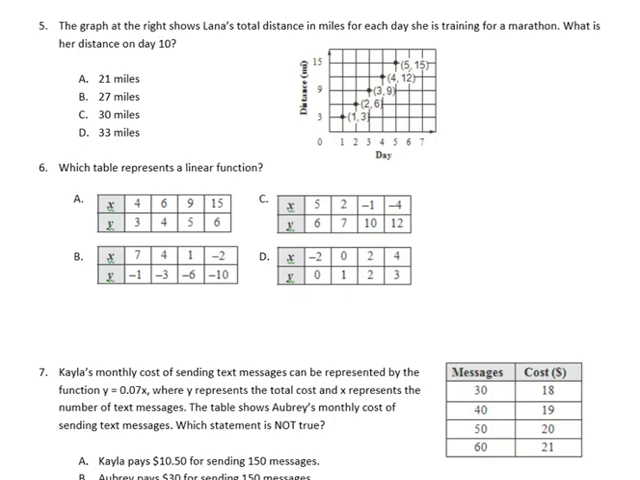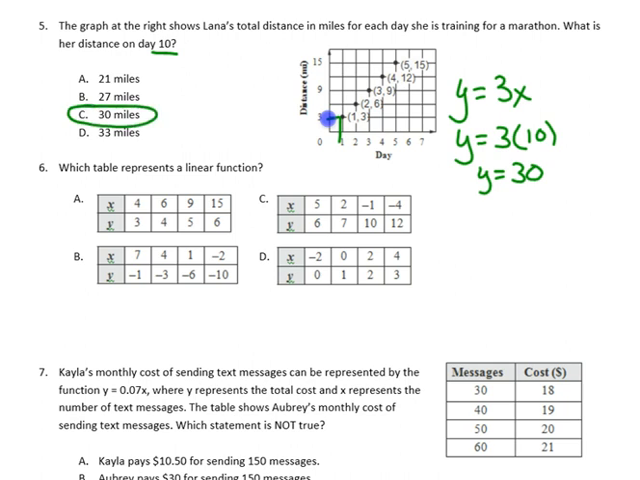Next page. The graph at the right shows Lena's total distance in miles for each day she's training. What is her distance on day 10? Well, I wrote my equation first, so I know she's going 3 miles on day 1, y equals 3x, and then I put in 10 days. Y equals 3 times 10, so 30 miles, which was choice C.